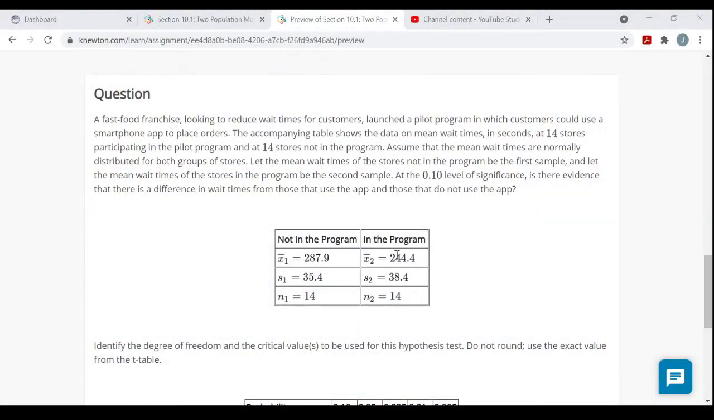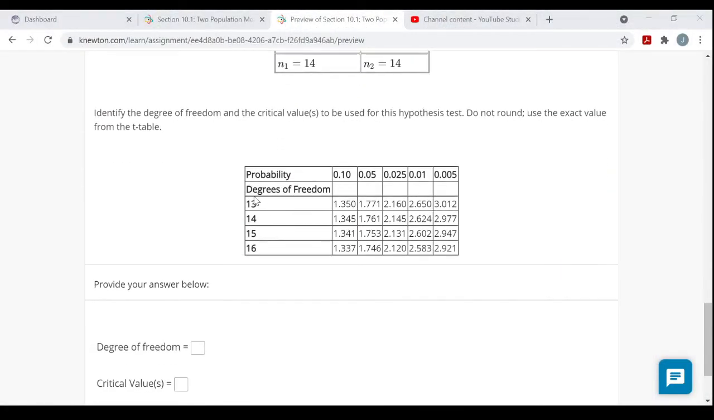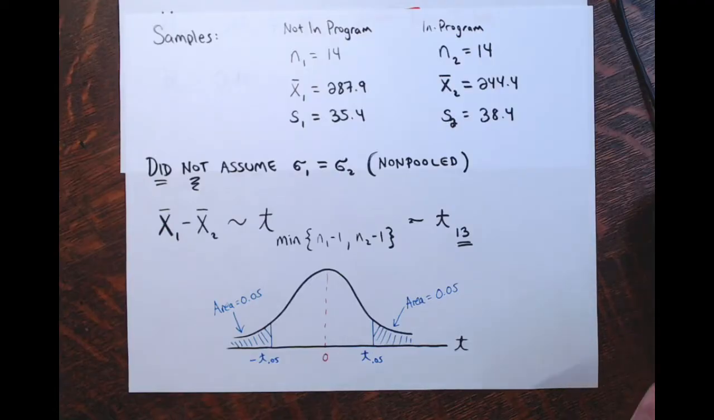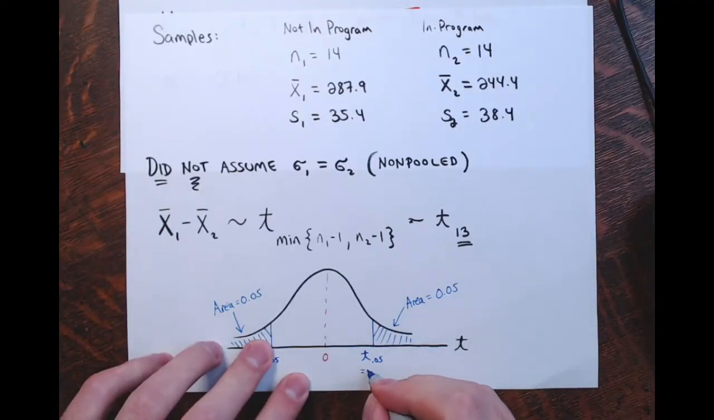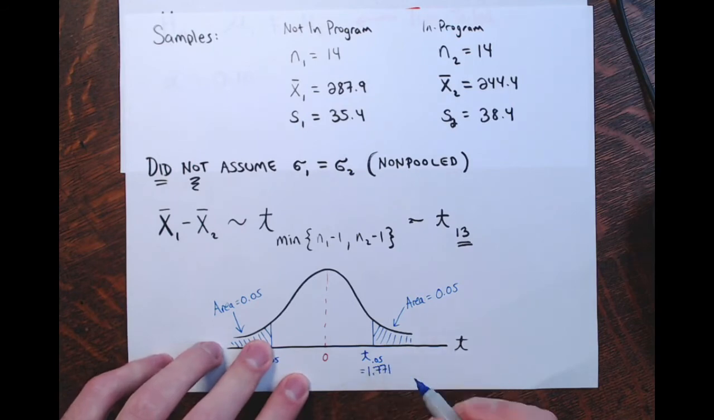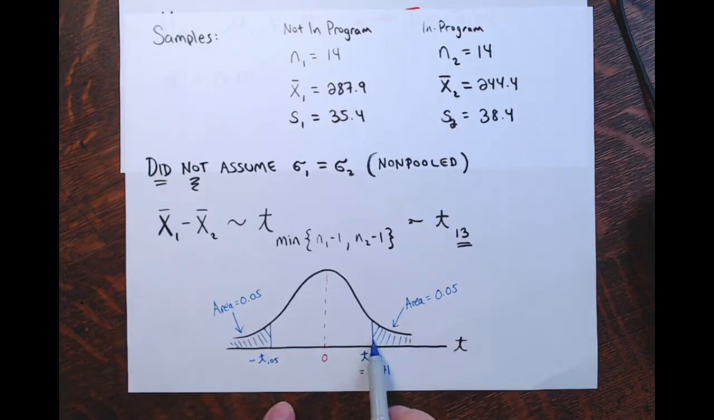So let's look back at that table. Degrees of freedom, 13. So I'm in this row, right? And we're looking for the t-score with 5% above it, which is 1.771. So this score here is 1.771. Any t-score of 1.771 or greater will be in that right tail rejection region.